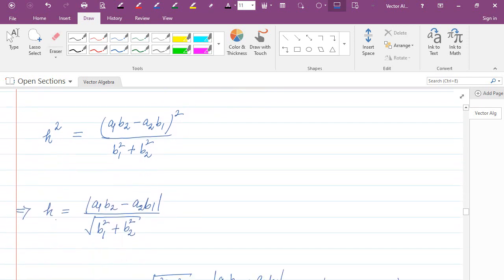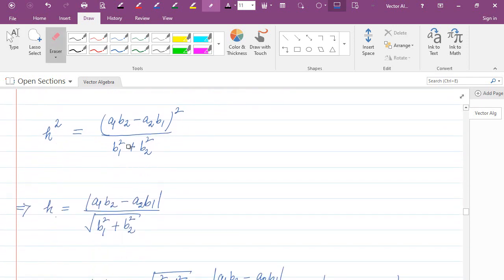So then the height squared is this ratio. Therefore height would be the square root of the fraction right here. The square root of that would be the root of the numerator, which is the absolute value of A1 B2 minus A2 B1, and then the root of the denominator. The denominator here is exactly the length of B. The reason I put the absolute value sign is because the quantity A1 B2 minus A2 B1 could be negative, so in order to make sure it is positive, I'm putting the absolute value there.